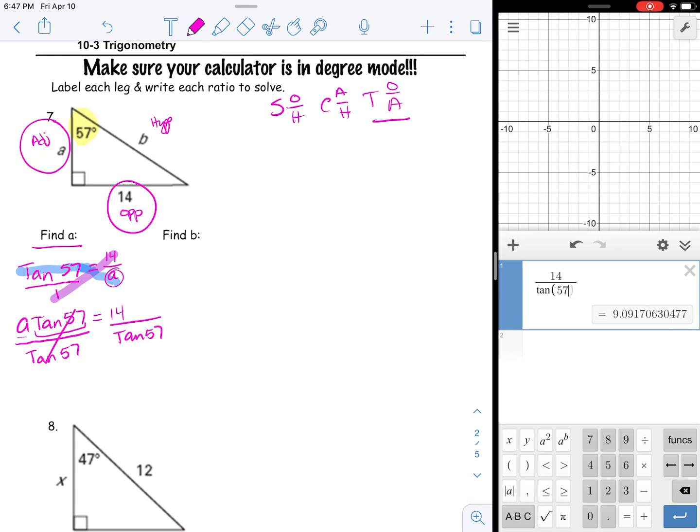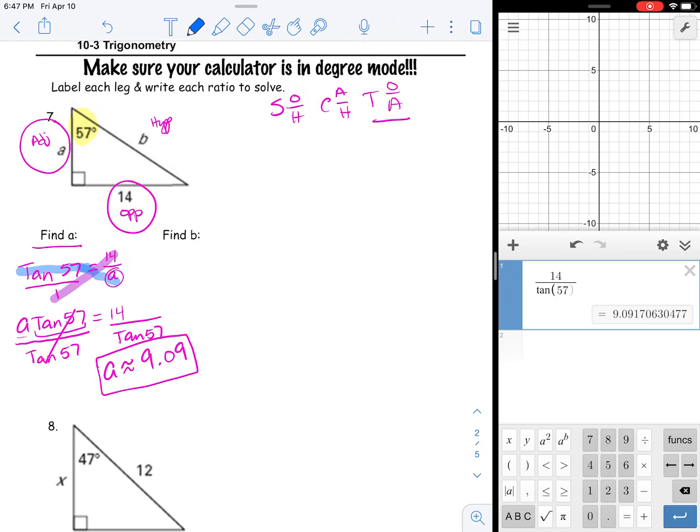Now your instructions on your homework are going to tell you where to round, so you always want to look for where you're wanting to round for each problem. I'm going to do 2 decimal places. So I'm going to say that A is approximately 9.09. The squiggly equal sign just means approximate, meaning that I am rounding right now and that that's not my exact answer.